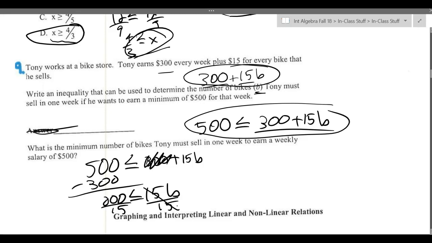I can't do that in my head. I don't want to mess up. So that ends up being about 13.333. But again, you can't sell a third of a bike unless you're junking it or selling parts of it. But we're not going to get into that. So B is greater than or equal to 200 over 15, which is about 13.333. But you can't sell a third of a bike. So we'll just say the answer is 13 bikes.